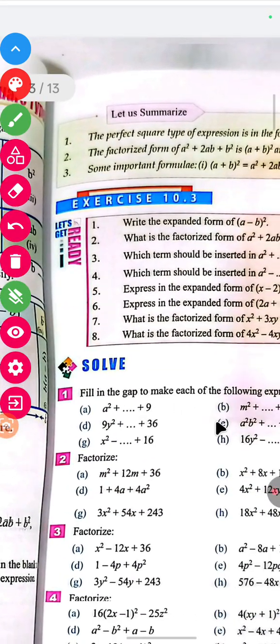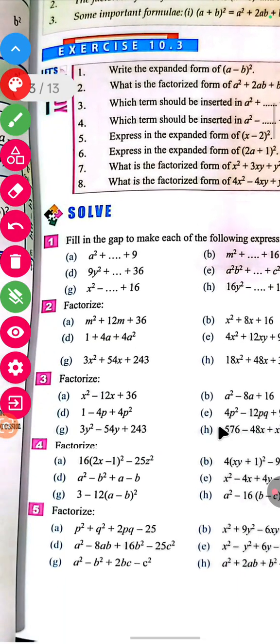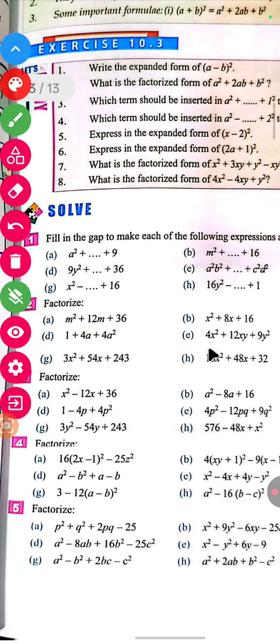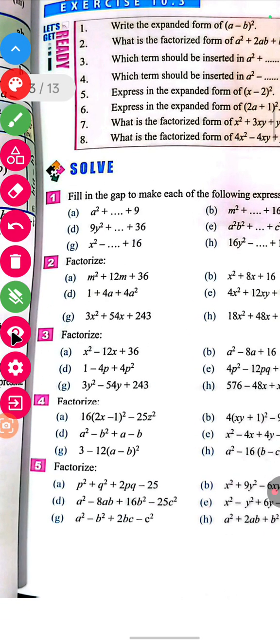Sometimes the questions are given in expanded form, something like this. What is given in exercise 10.3. You see over here, the terms are given in expanded form, and we have to convert it into a perfect square and write it in product form, in the factorization form, multiplication form.